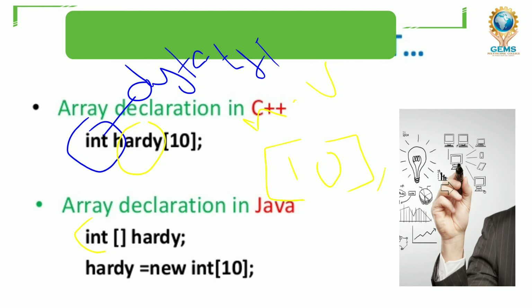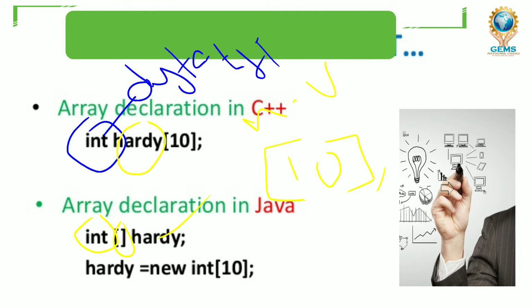Here the data type is there, integer. Again, the bracket is there, that will decide the size of the array. Next, the array name is there. If we mention these three things, it shows you are declaring an array.